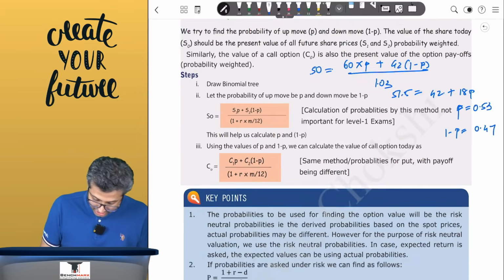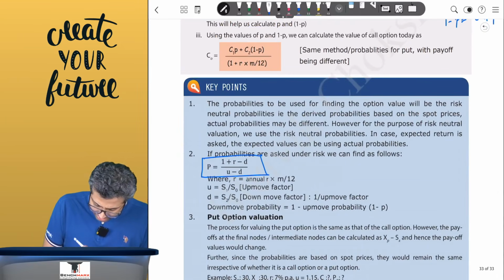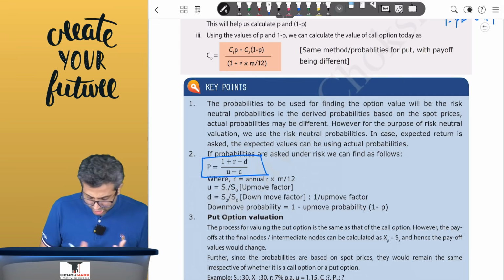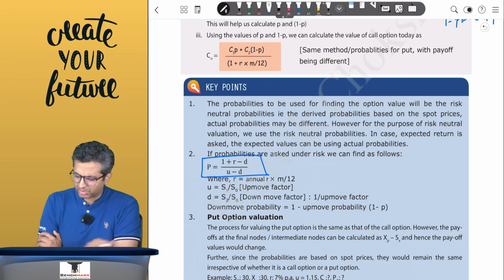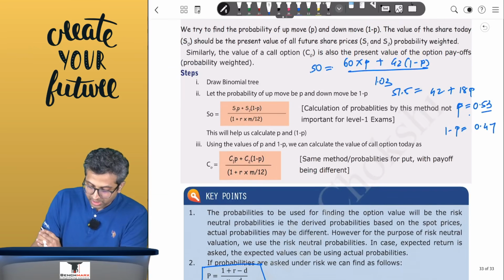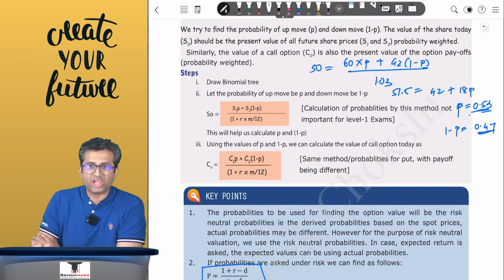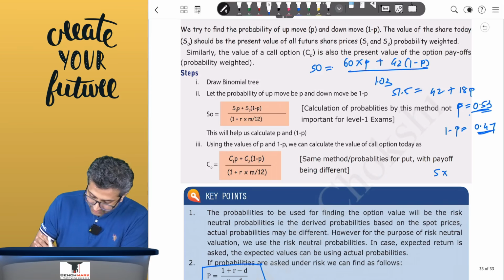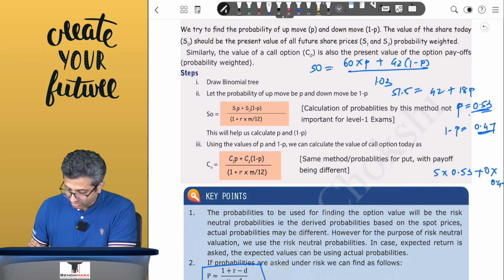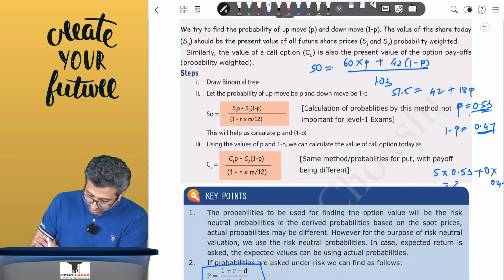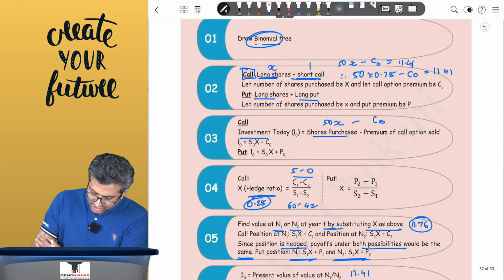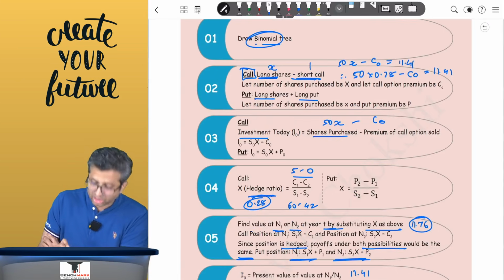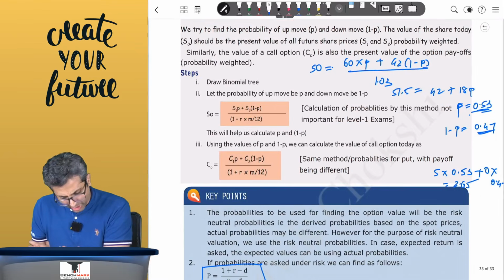This is a shortcut. The Institute uses a slightly different formula, where you can do the working and get almost similar probabilities. But let us say over here, this is the probability of up move, this is the probability of down move. Now the value of a call option will also be the present value of future payoffs. The future payoff in the first case is 5, which has a 0.53 chance. The payoff is 0 in the other case, which has a 0.47 chance, which means 5 into 0.53 will come to approximately 2.65, which is almost similar to the number that you would have gotten under the earlier method as well. So it's around 2.6.